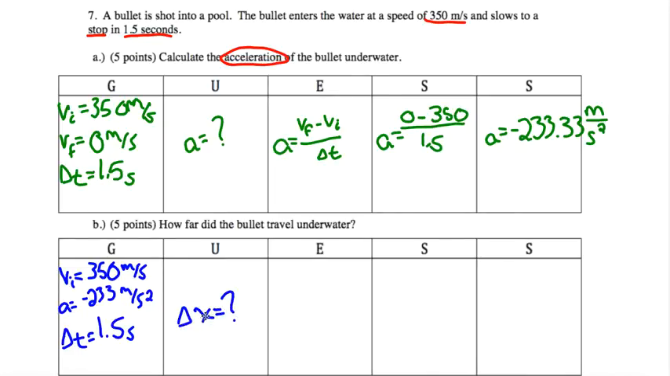Distance is that delta x symbol, and you have an equation for that. So our equation for distance is equation number 2 on the board. I'm going to stretch this out because I don't have a lot of room, so I'm going to start by writing the entire equation. Delta x equals velocity initial multiplied by time plus 1/2 acceleration times time squared.